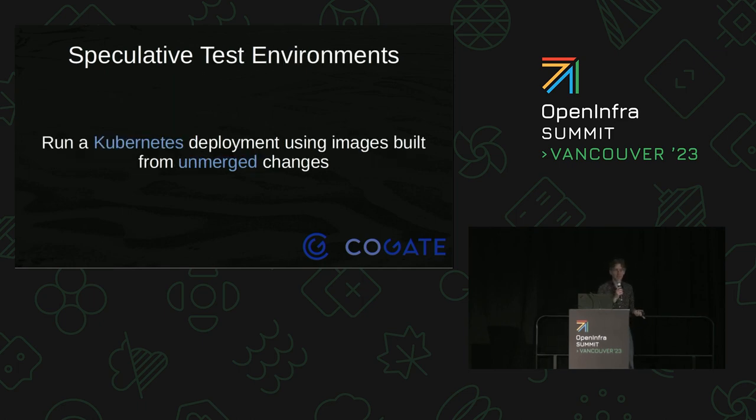Speculative test environments. Once we've built these images, Cogate is going to spin up a Kubernetes cluster. It's going to deploy the images that it just built. Again, these changes aren't even merged yet, but it's going to use whatever deployment methodology you tell it to deploy and run your app, and then run any tests that it needs to, and then destroy the cluster at the end of this process.